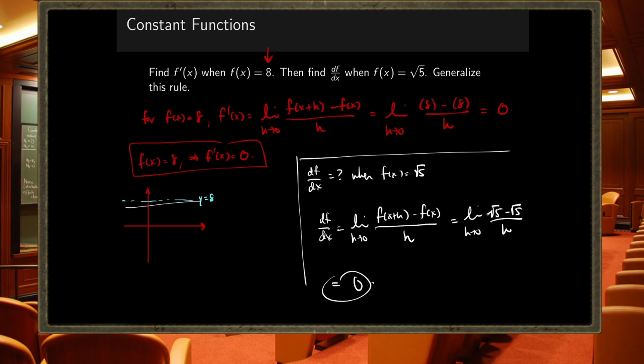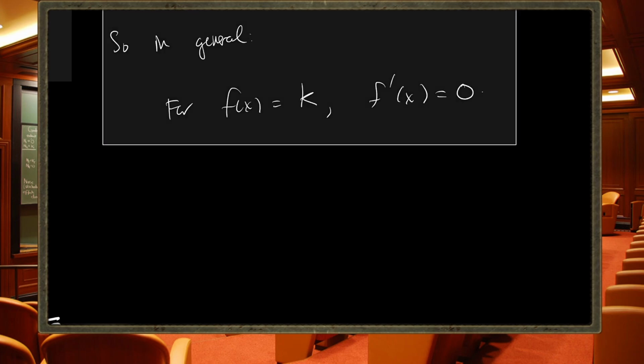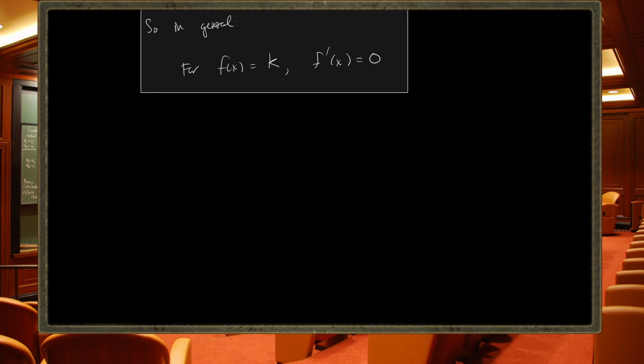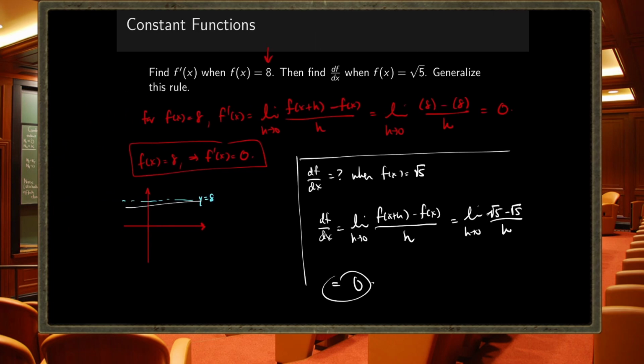Let's jot that down with a little more space. So in general, for f of x equals k, we'd usually use this as a constant, f prime of x equals 0. That is very helpful to know. There are often constants within functions, and when we differentiate them, we need to know that they're not changing. They're constant, so their derivative is 0.